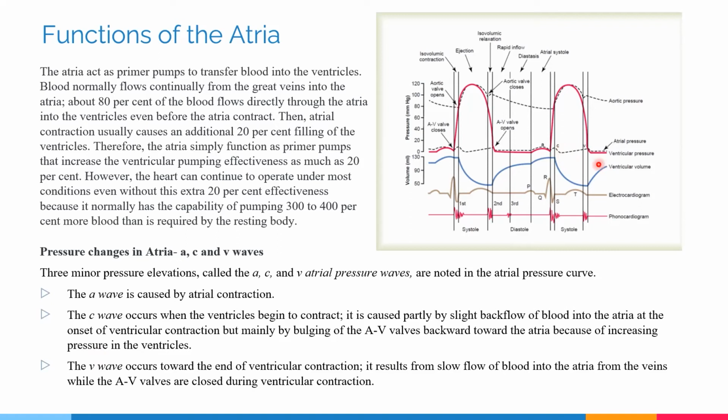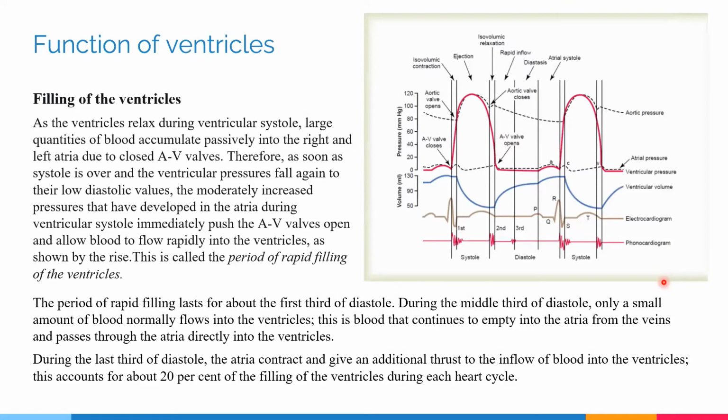And finally, we have the V wave at the end of the ventricular contraction. It is due to the flow of blood into the atria from the great veins, while the AV valve is still closed due to ventricular contraction. So these were the A, C, and V waves. Next, we move on to the function of ventricles.